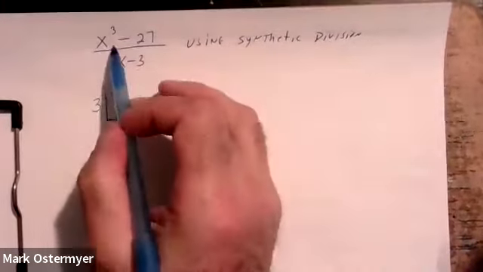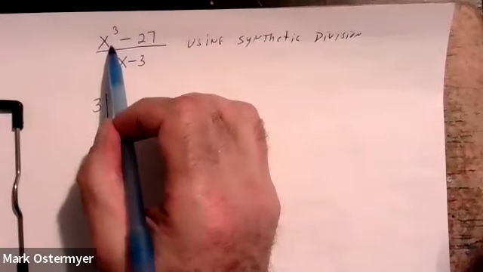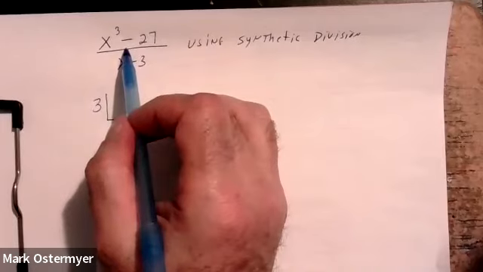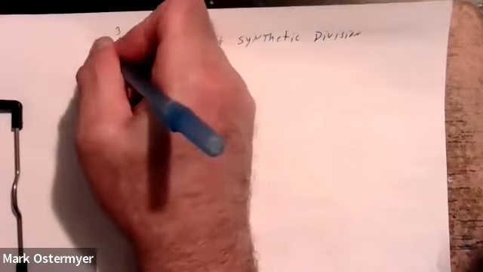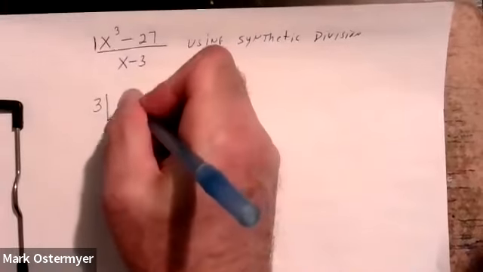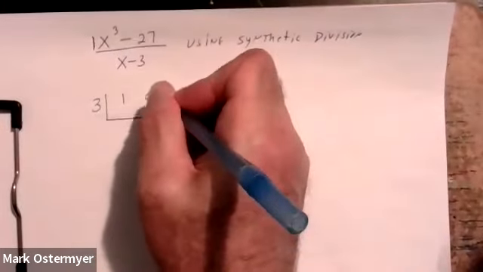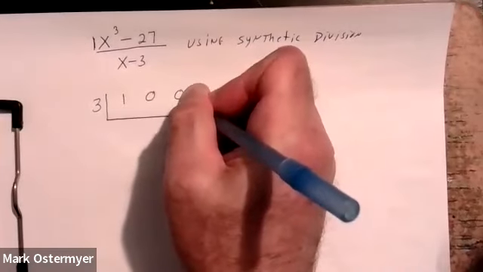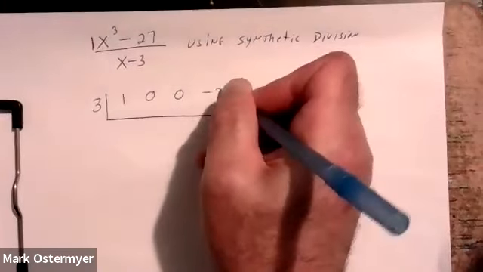Now notice my dividend is missing some powers of x. I have a third degree term, but I'm missing a second degree term of x and a first degree term of x. We need to insert placeholders. So the coefficient in front of my third degree term is 1. 0 is the coefficient in front of x squared. 0 is the coefficient in front of x to the first power. And then I have my constant term.